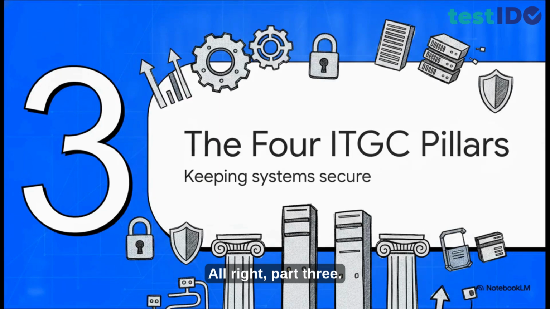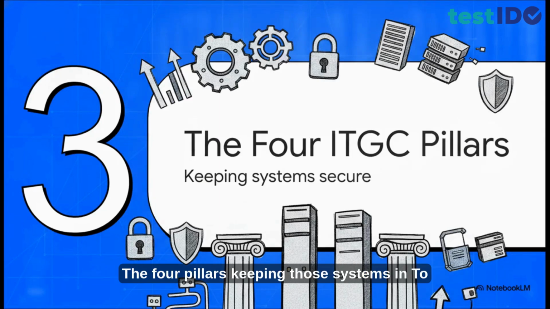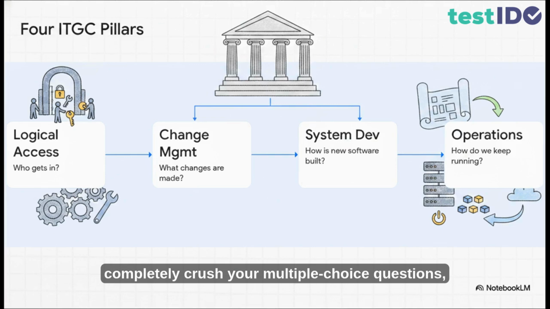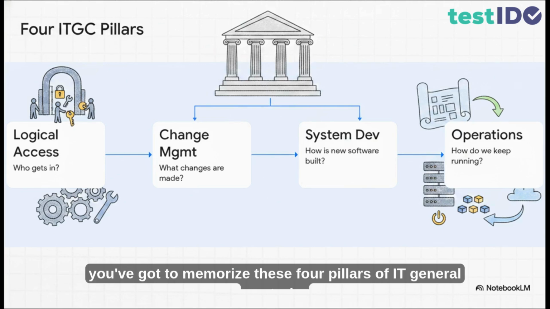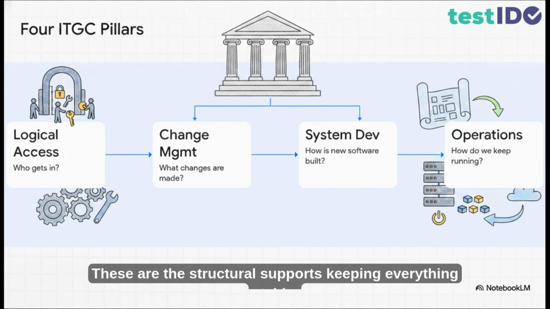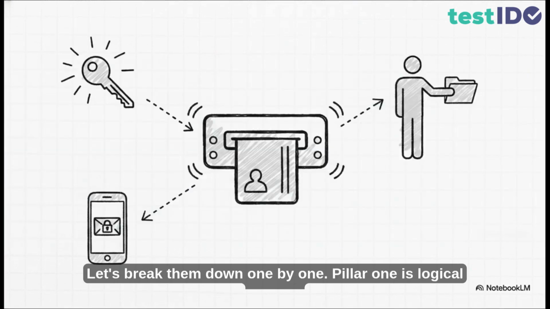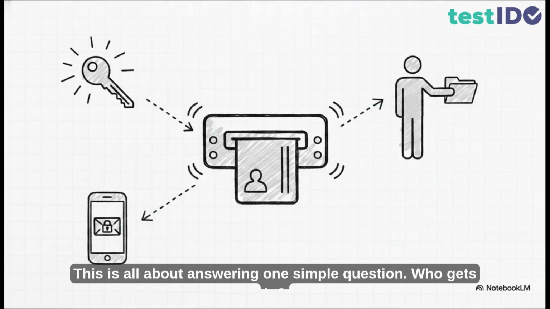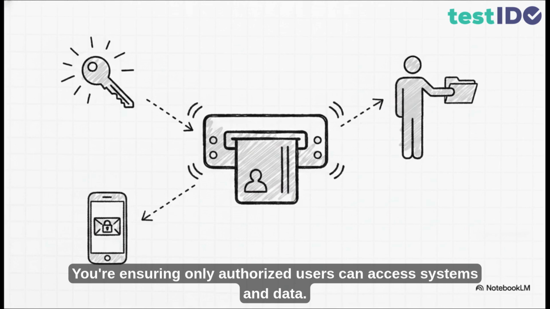All right, part 3. The 4 pillars keeping those systems secure. To completely crush your multiple-choice questions, you've got to memorize these 4 pillars of IT general controls: logical access, change management, system development, and computer operations. These are the structural supports keeping everything stable. Let's break them down one by one. Pillar 1 is logical access. This is all about answering one simple question: who gets in? You're ensuring only authorized users can access systems and data.